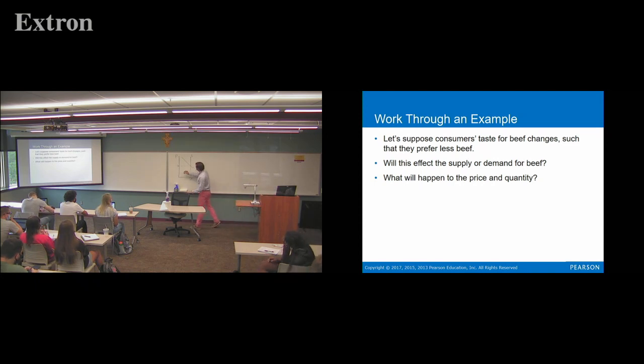So what happens if they price the tickets too low? They price it at P1. So we end up with a shortage. We have more people actually demanding to go to the games than we have tickets available. So what's going to happen here? Raise the price of tickets. We can raise the price of tickets.